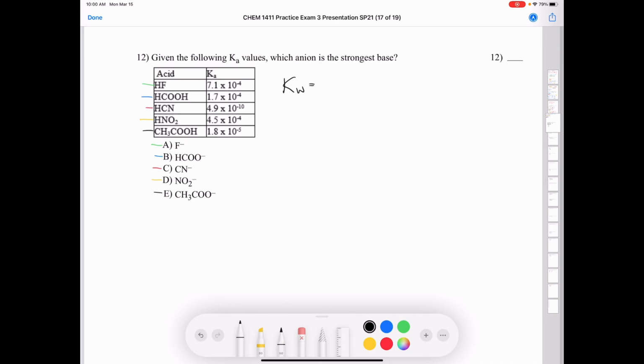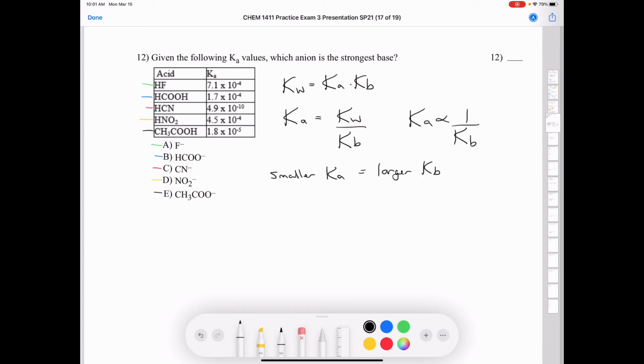Well, you need to know that Kw is equal to Ka times Kb. And if we solve this for Ka, we get that Ka is equal to Kw over Kb. Now Kw is a constant at constant temperature, and so we see that Ka and Kb are inversely proportional. That means the smaller the Ka, I'm going to get a larger Kb. The smaller the Ka means the weaker the acid, and we know that the weaker the acid is, the stronger its conjugate base is going to be.